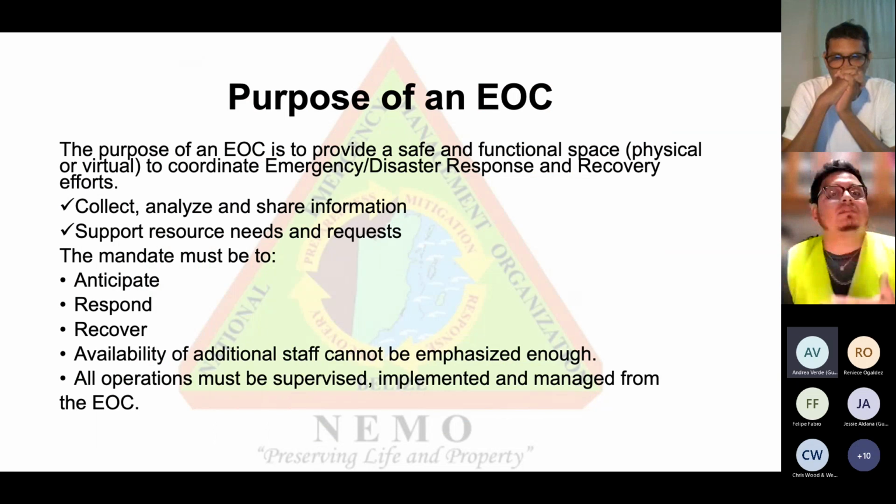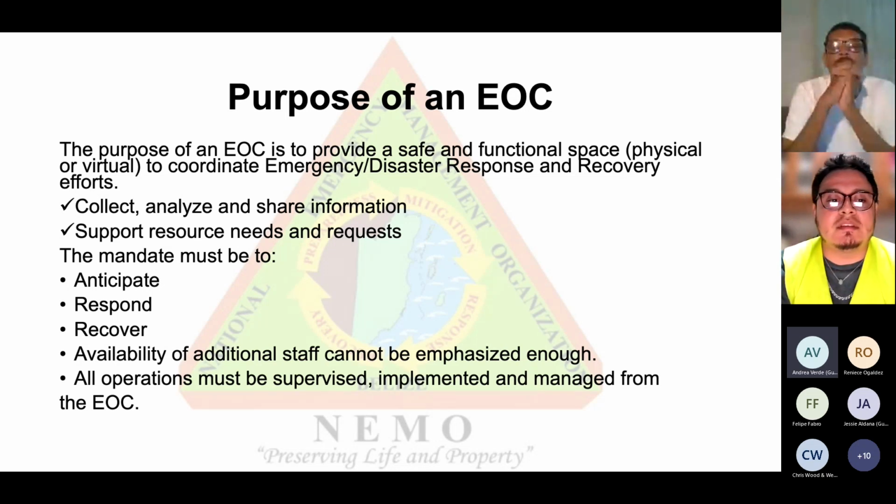Now, the purpose of an emergency operation committee is to provide a safe and functional space, physically or virtually, like I mentioned, to coordinate emergency disaster response and recovery efforts. We should collect, analyze, and share the information. Like I mentioned, it is very crucial to have information being shared from the village, district, and national level in order to get feedback. Support resources, needs, and requests.